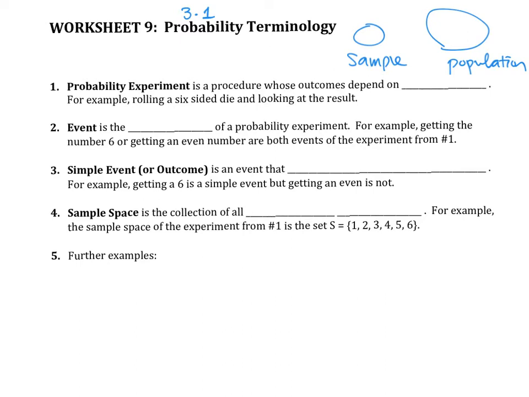Okay, let's look at the first one. The probability experiment is a procedure whose outcome depends on chance, as we mentioned before. So basically selecting a sample is a probability experiment, because who's selected or is not selected is left to chance. For example, rolling a 6-sided die, looking at the result.